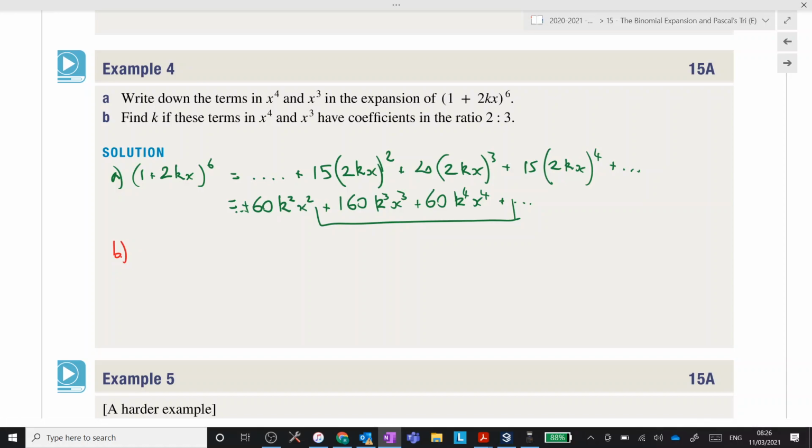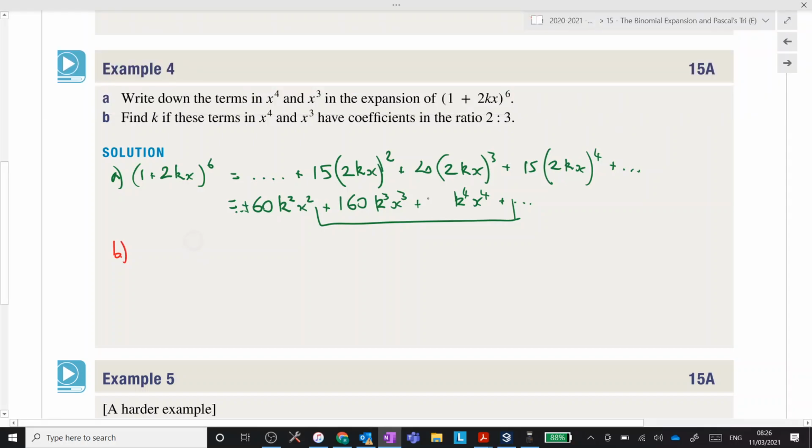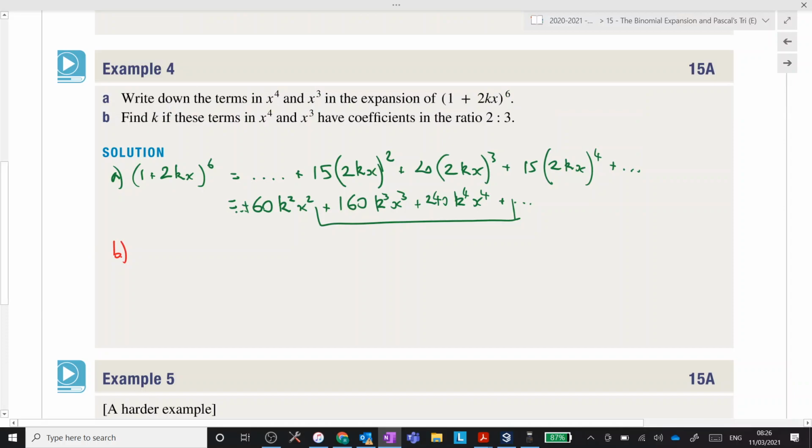All right, next bit it says, find k if these terms are in the ratio of 2 to 3. Oh, wow, hang on. I put 60. I can't count. It ain't 60. It's 240. Sorry, 2 to the power of 4. Why didn't you correct me then? Because it's much more fun to watch me. Huh? I was writing it down. Oh, okay, fair enough. All right, so we've got to do it in the ratio of 2 to 3.